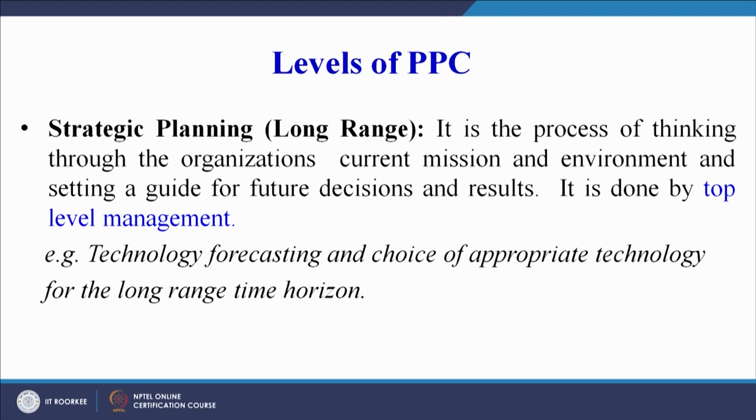Starting from the procurement of the raw material to the final delivery of the finished product. So there are different levels of planning. The topmost level of planning is strategic planning, which is also called long range planning. It is the process of thinking through the organization's current mission and environment and setting a guide for future decisions and results. It is done by the top level management.